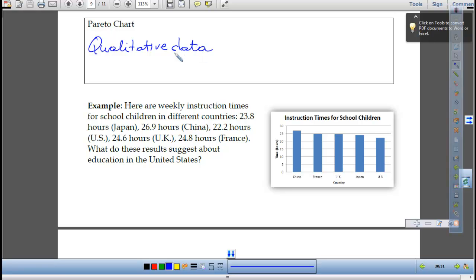Okay. A Pareto chart is a bar chart arranged in order of descending frequency. That means the class that has the largest frequency is going to be first, and then it goes down from there. A Pareto chart is a bar chart with the bars arranged in order of descending frequency.